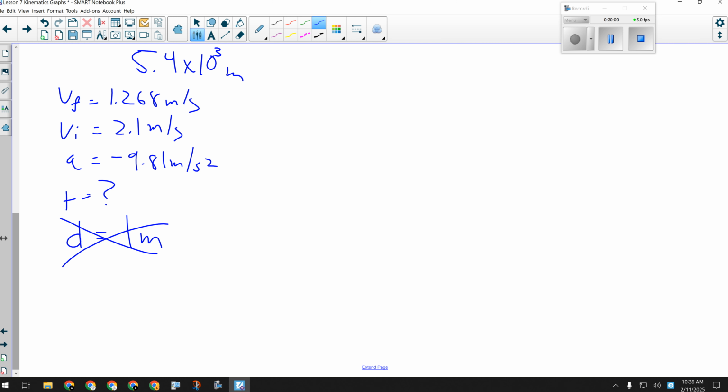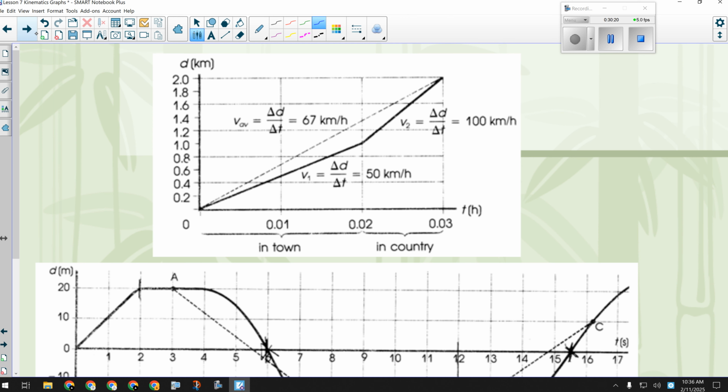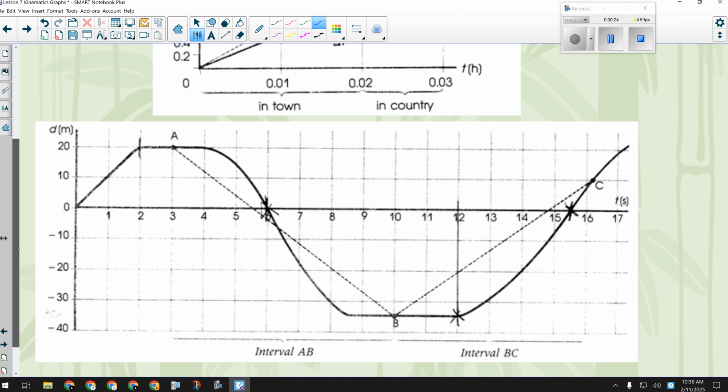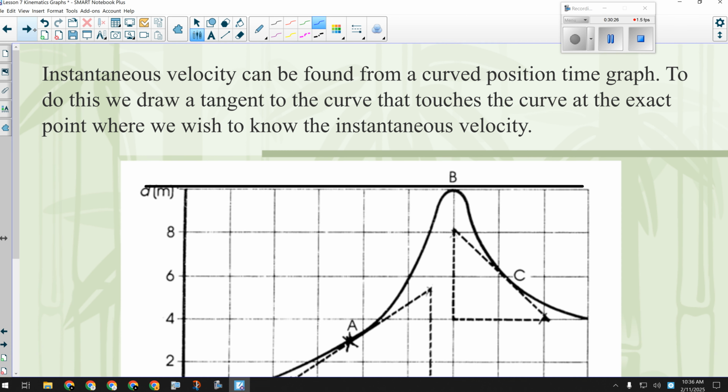Questions on significant digits? That's really all there is to it for physics. All right. I don't know why I still have that one on there.